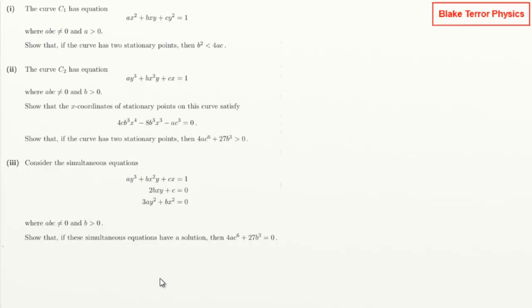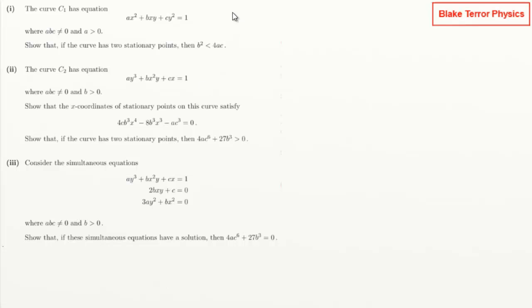Hello, this is question 3 from the STEP 3 paper in 2022. Start off here then. Curve C1 has that equation, where A, B and C are none of them 0 and A is greater than 0. Show that if the curve has two stationary points, then we have that inequality.